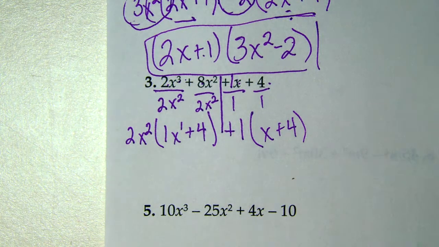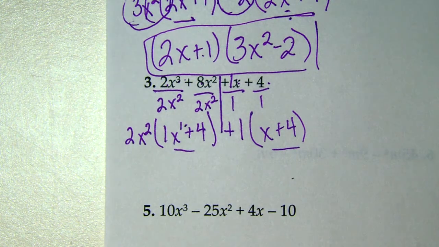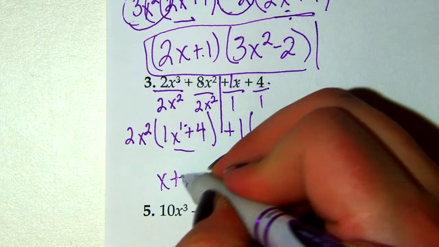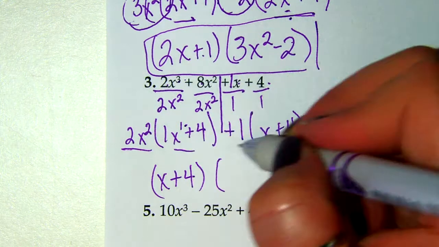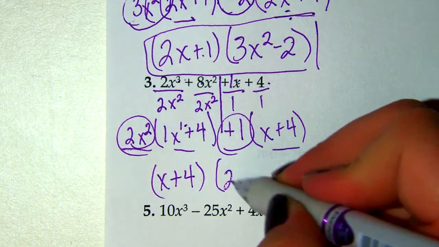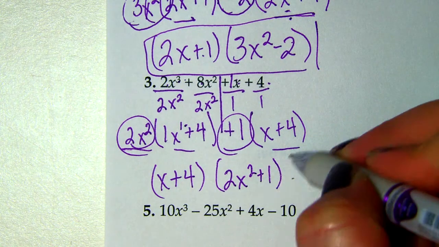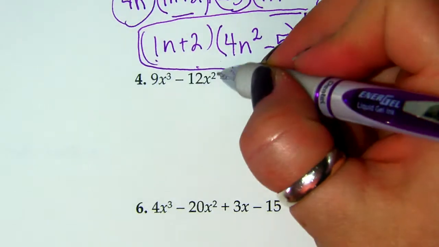So again, both match, even though I've got a 1 here and a 1 there. It's the same exact thing. So one set of parentheses is x plus 4. The other set are these two terms that I took out. So 2x squared plus 1. Final answer.